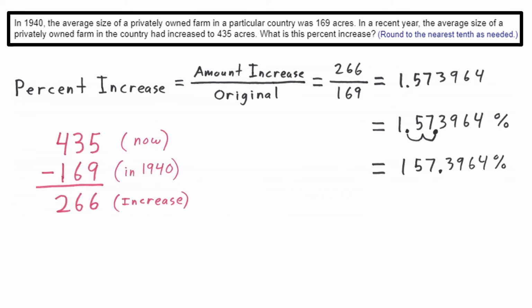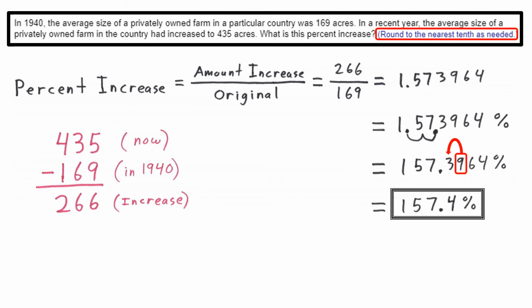We are still not done because the question says round to the nearest tenth. The tenth place is where the 3 is. And in order to know what to do with that 3, we look at the hundredth place, which has a 9. And the 9, since it's 5 or greater, tells us to round that 3 up to be 4. And this is the result. So if a farm increased from 169 acres up to 435 acres, then that increase as a percentage is about 157.4%.